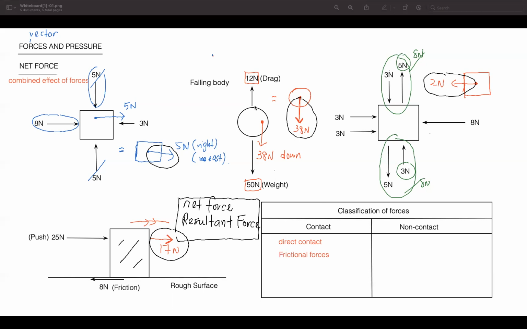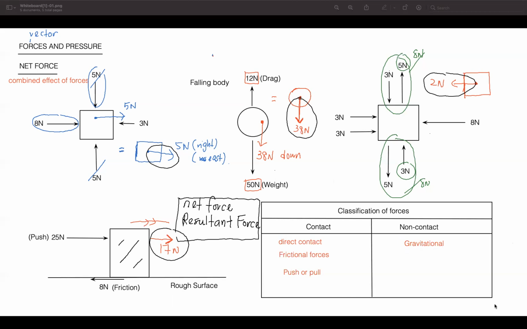Now, other than friction force, what else? We have push or pull. Okay, normal, common push or pull forces. How about non-contact forces? Non-contact forces are the field forces, like gravitational field.